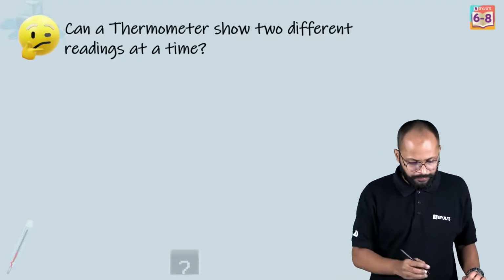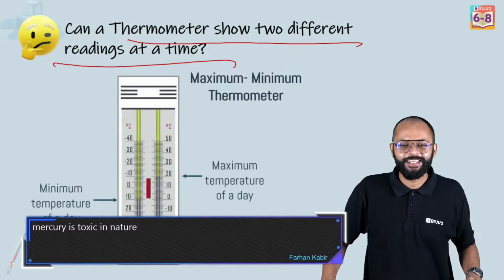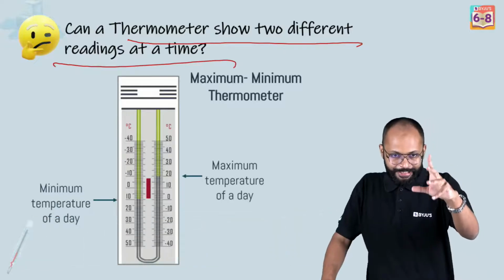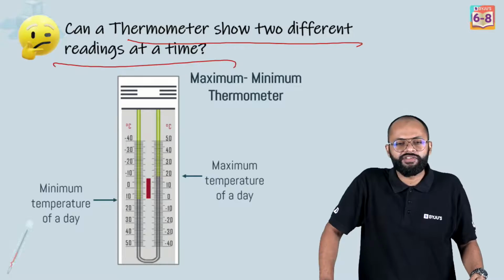Correct? Can a thermometer show two different readings at a time? There is a thermometer in your syllabus. We call it Six's thermometer or maximum minimum thermometer. James Six devised it.